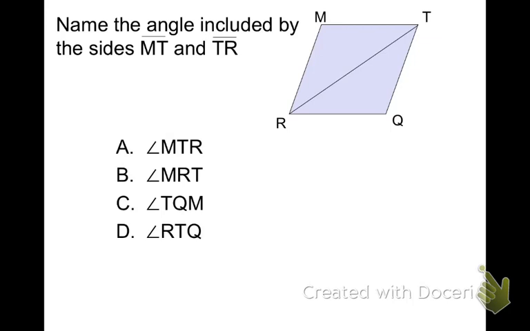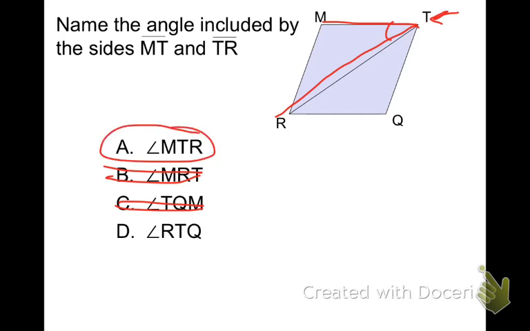Name the angle included by the sides MT and TR. So here's the angle that's included. How do we name that? T has to be in the center of the angle name. So B and C are out. MTR or RTM are our two choices. So it looks like choice A.